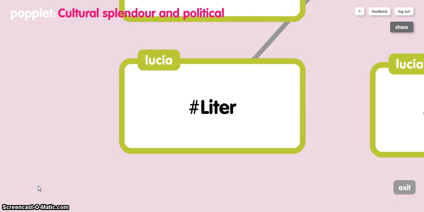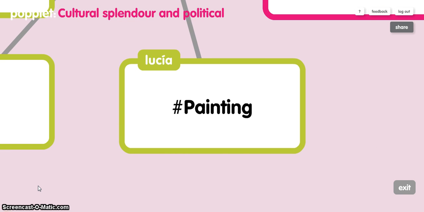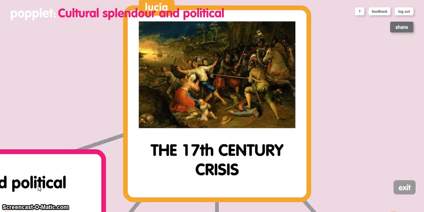Literature. Miguel de Cervantes wrote Don Quixote, one of the world's greatest books. Other important writers of this period include Lope de Vega, who wrote plays and poetry, and Luis de Góngora, who wrote poetry. Painting. In the 16th century, El Greco became famous for his characteristic elongated figures. In the 17th century, Diego Velázquez painted his masterpieces.